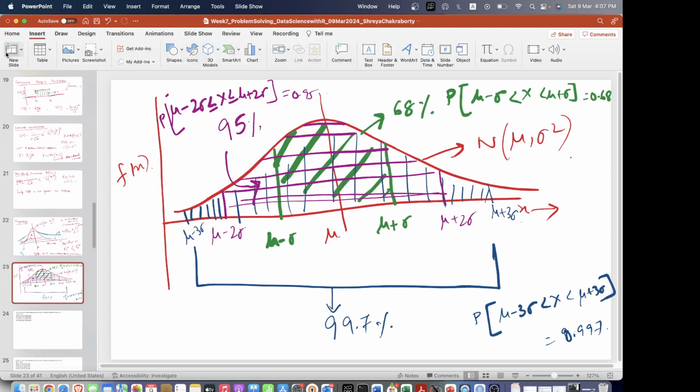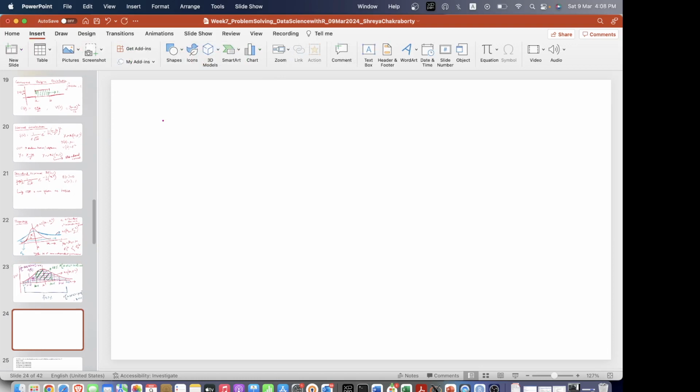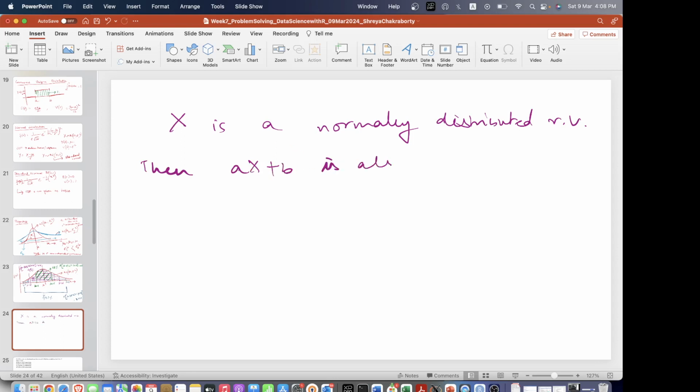And what else did we learn? So if, let's say, x is a normally distributed random variable, then y equal to ax plus b is also a normally distributed random variable.